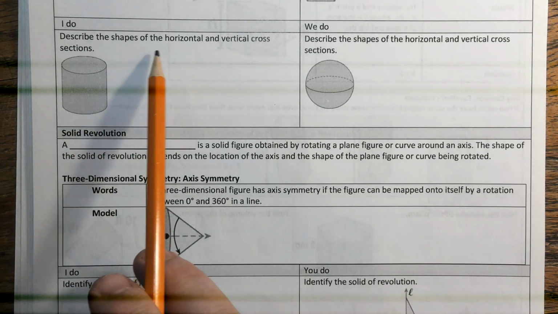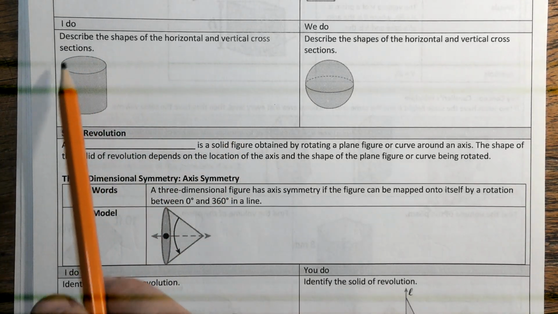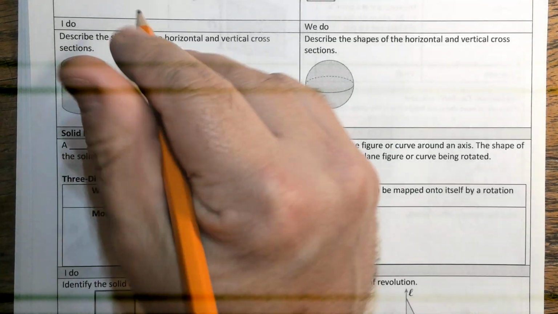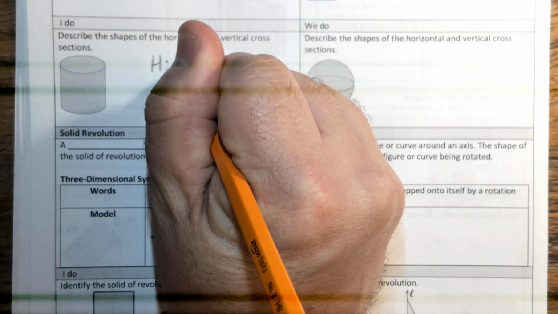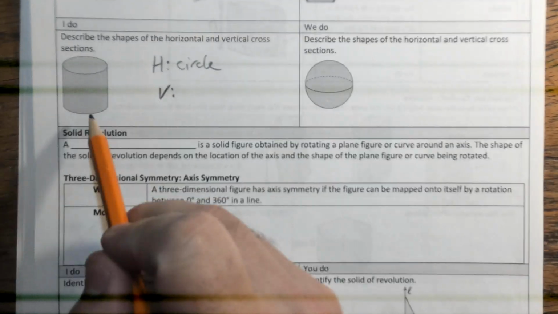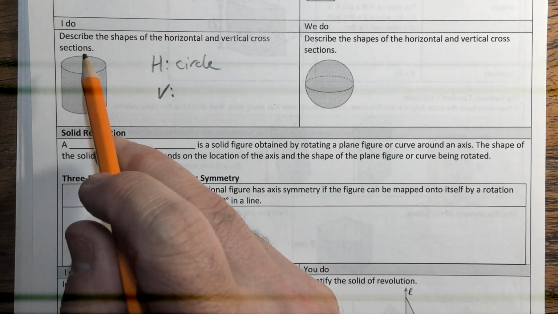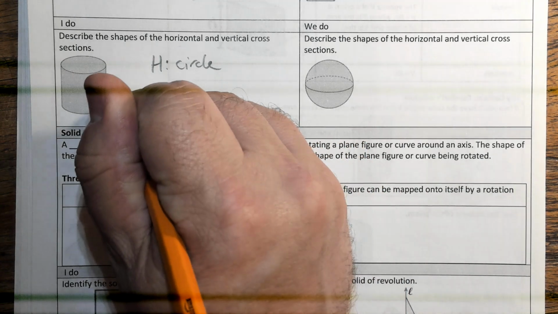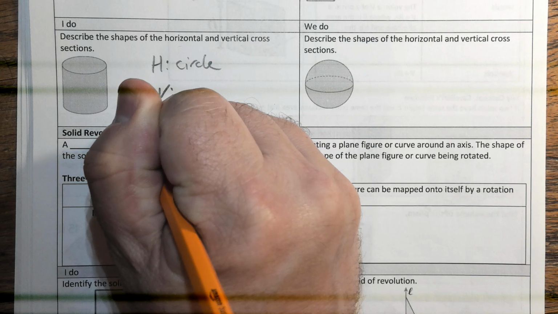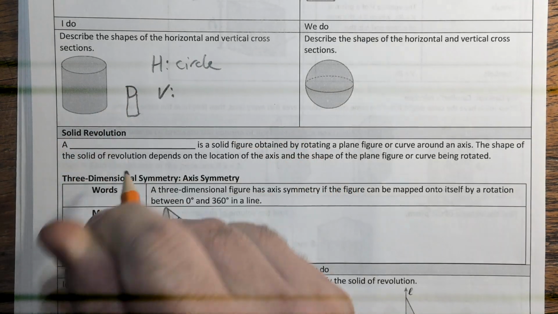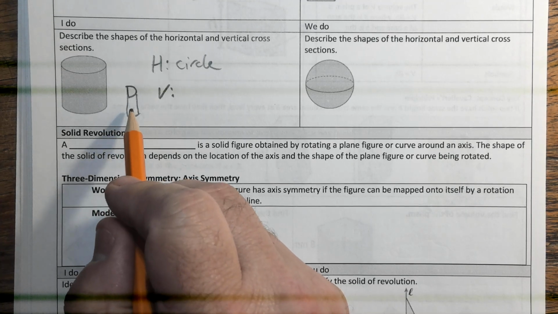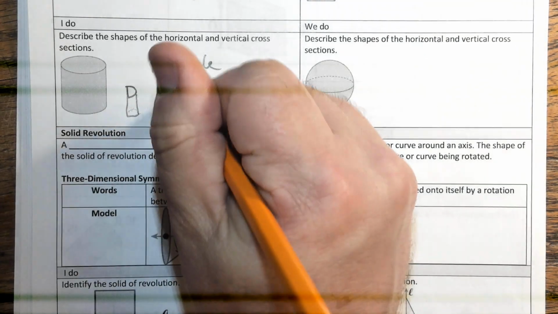So describe the shapes of the horizontal and vertical cross sections. All right, so if we cut this thing horizontally, you see that the bases are circles. So horizontally, it would be a circle. Vertically, since the bases are circles, it would be a semicircle on both sides. It would look like the mailbox from earlier, because it would be a semicircle and then a semicircle on the other end. I'm just not that good at drawing.